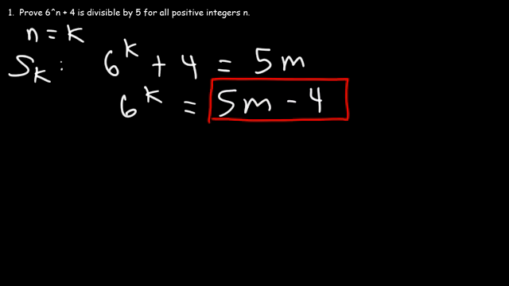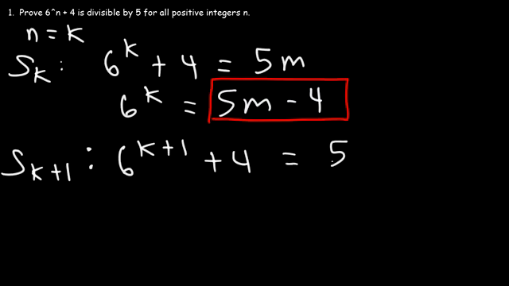Now in step 3, we're going to replace n with k plus 1. So it's going to be 6 raised to the k plus 1 plus 4. And our goal is to show that this is equal to 5 times some integer, which we'll use l to represent. So now what is our next step? What we need to do is rewrite this expression.